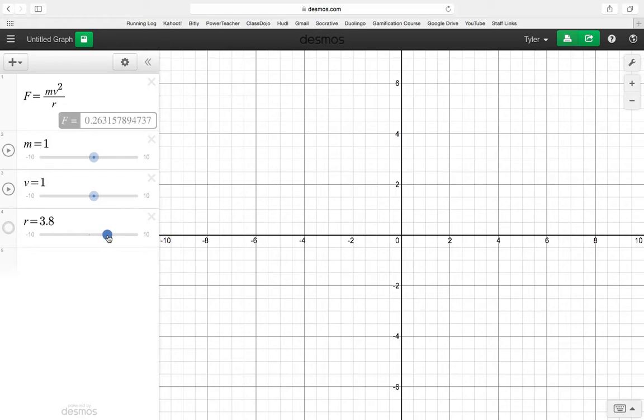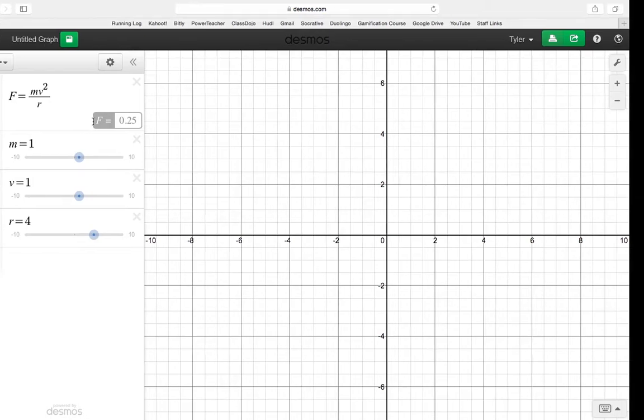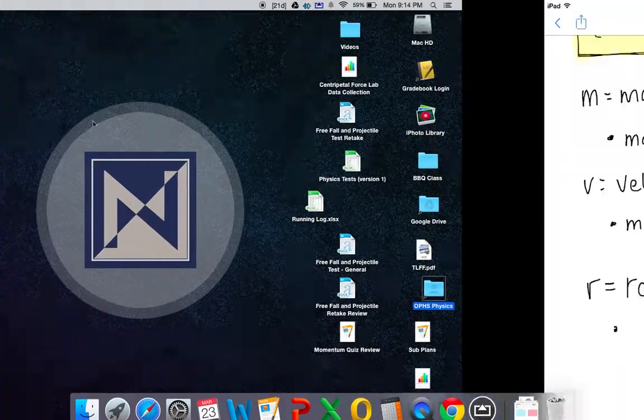Let's change it to 4. It goes down even smaller to 0.25. So as I increase the radius, the force is actually getting smaller, which we saw happen, okay? We talked about this. Bigger turns or bigger circles take less force. That's why taking a big left turn in your car is easier than taking a small right turn. Okay, so let's write that in our notes.